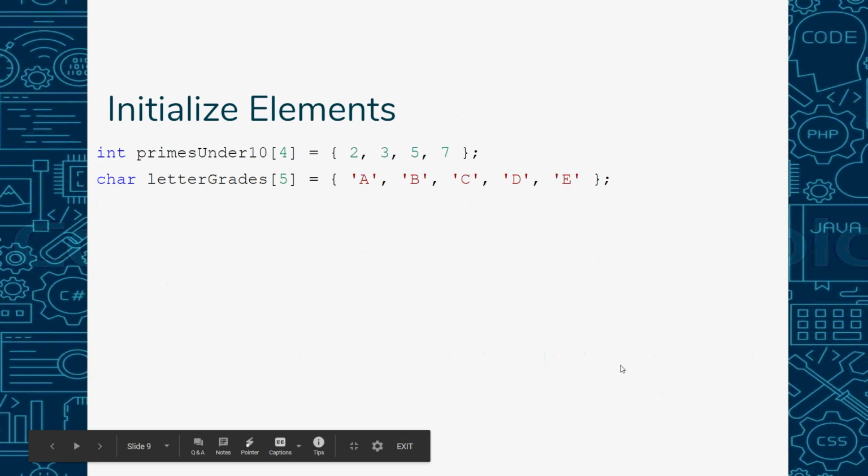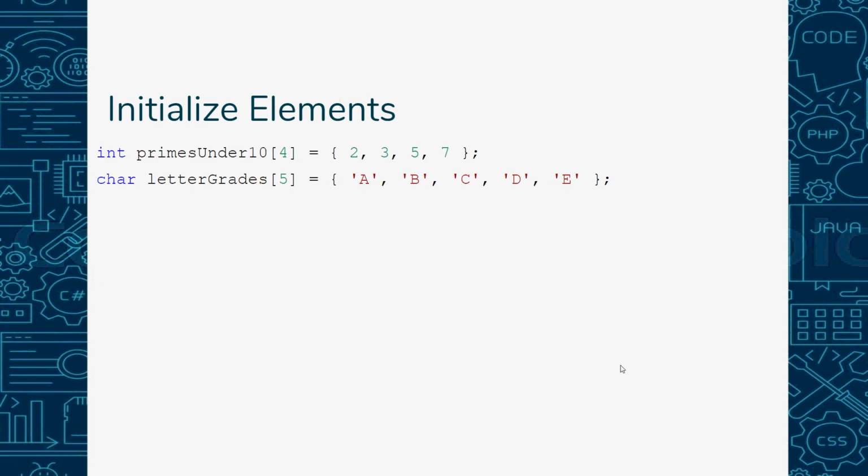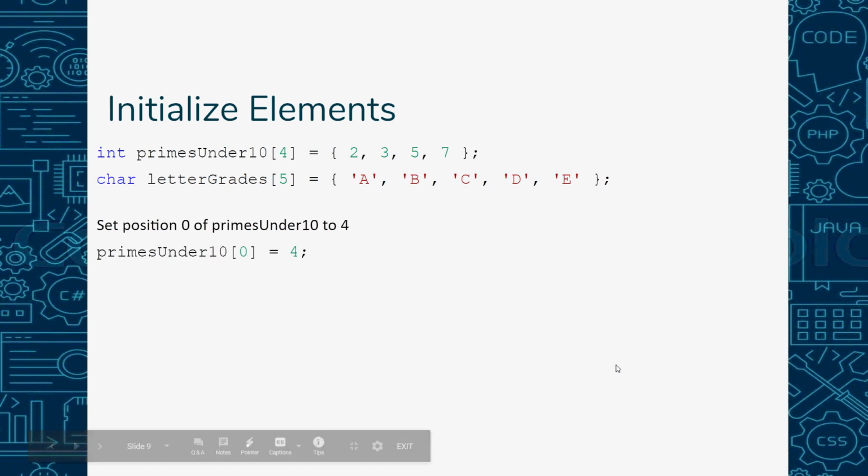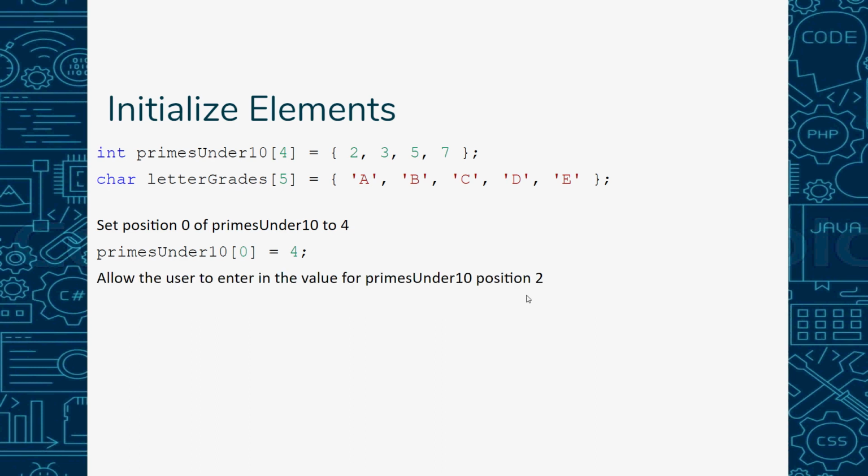Okay, initialize elements. I have no idea why I have this here again, but there's some more examples. Oh yeah, I do. Suppose we wanted to specify a particular position. So I'm going to change primes under 10 position 0 to be a 4. So what that's doing is this position in the list is no longer 2, it's now a 4, which doesn't really make sense because that's not a prime number under 10. But, you know, we're changing it.